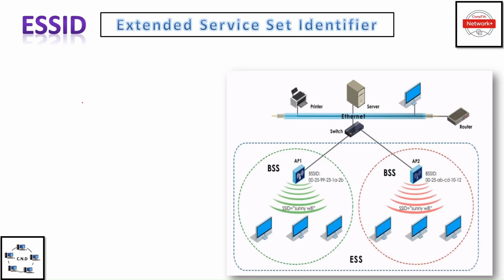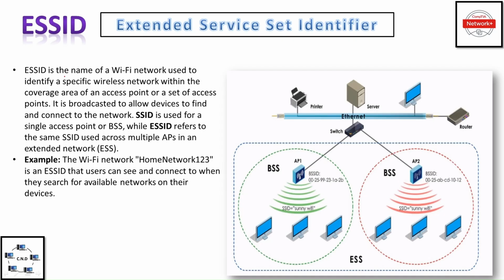ESSID, that is Extended Service Set Identifier. So the ESSID is the name of a Wi-Fi network used to identify a specific wireless network within the coverage area of an access point or a set of access points. It is broadcasted to allow devices to find and connect to the network.